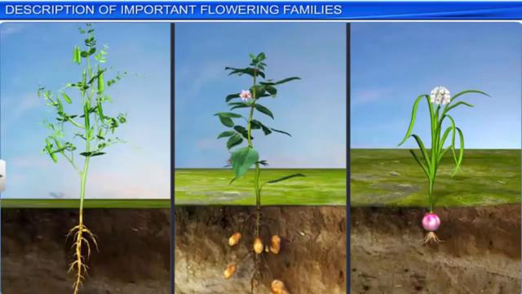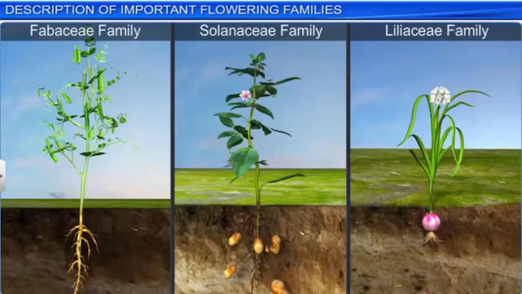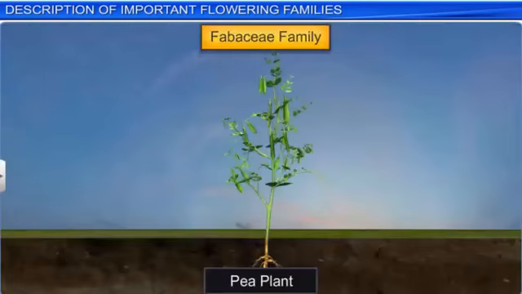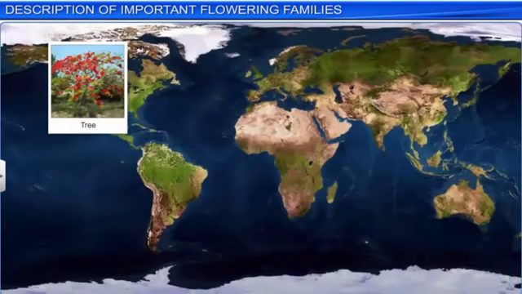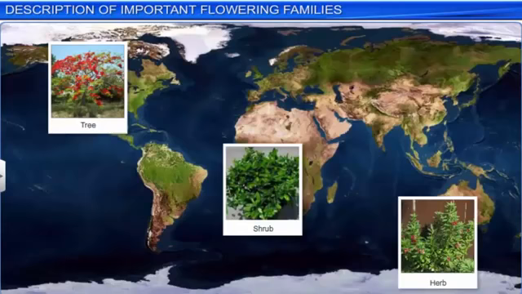Flowering plants or angiosperms are the most diverse group of plants on earth. These plants are categorized into different families based on their morphological characters. Let's describe a few important flowering families. The Fabaceae family, earlier known as Papilionoideae, is a subfamily of the Leguminosae family. Plants belonging to this family can be trees, shrubs or herbs and are found all over the world.